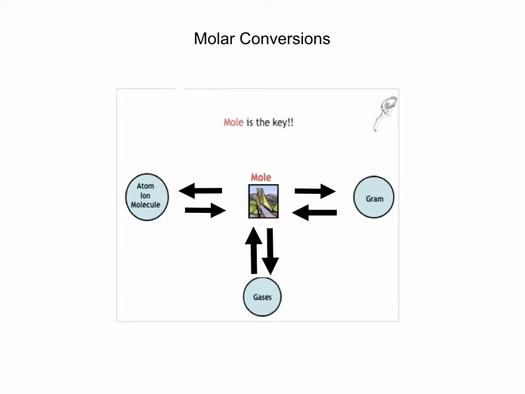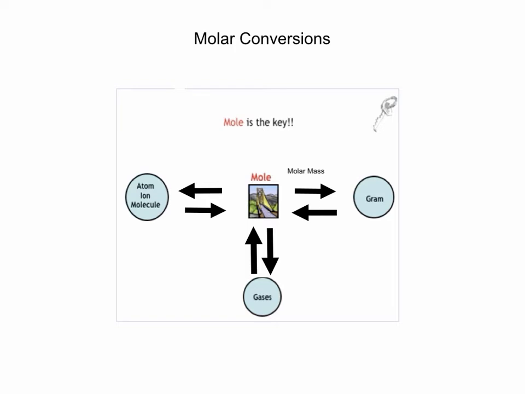In addition to converting back and forth between the mole and mass of a substance, we can also use stoichiometry to convert between moles and particles, such as the atom, ion, or molecule, as well as the mole and liters of a gas. So for the mole to grams or gram to mole conversion, we know that the conversion factor that we use is the molar mass. What about for the other conversions?